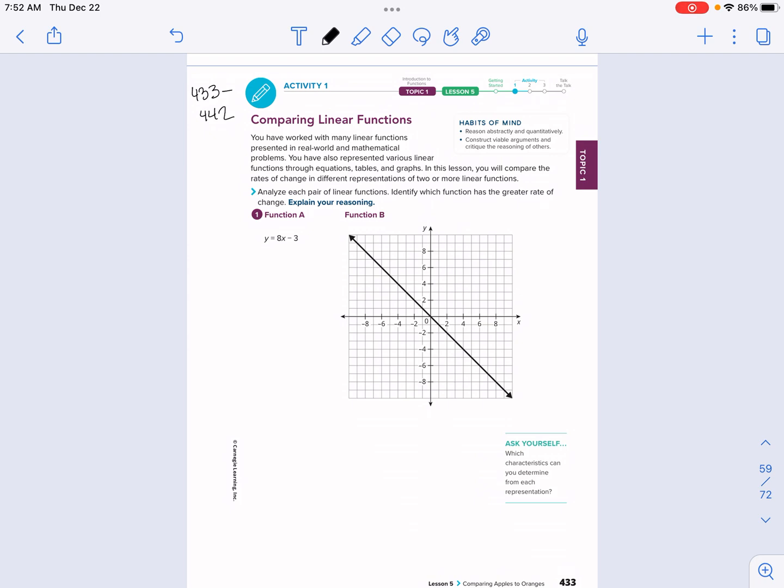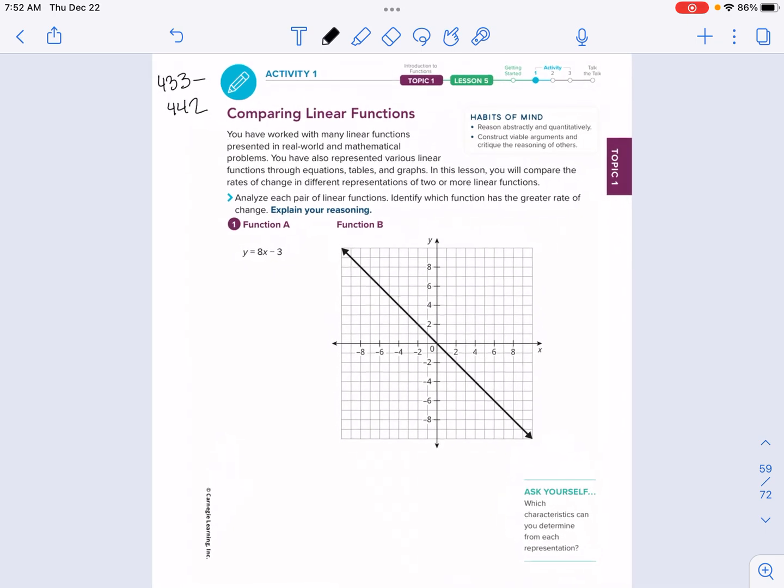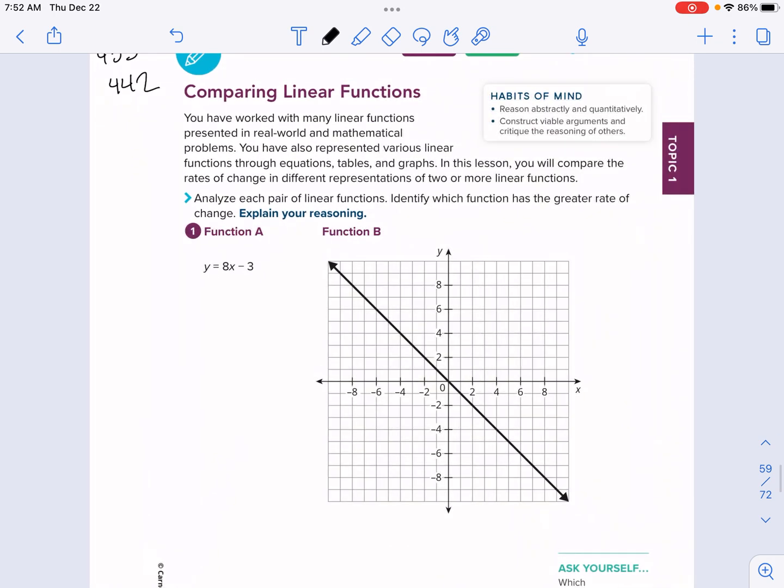These 3 lessons are all about comparing functions. For this first one, we'll be comparing rates of change, and comparing various representations. As you can see, function A is an equation, whereas function B is a graph. It says analyze each pair of linear functions and identify which function has the greater rate of change. When we talk about rate of change, we talk about slope.